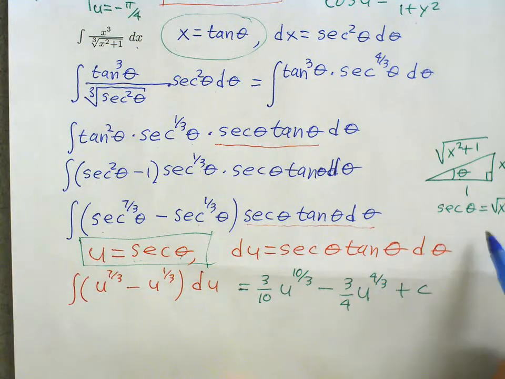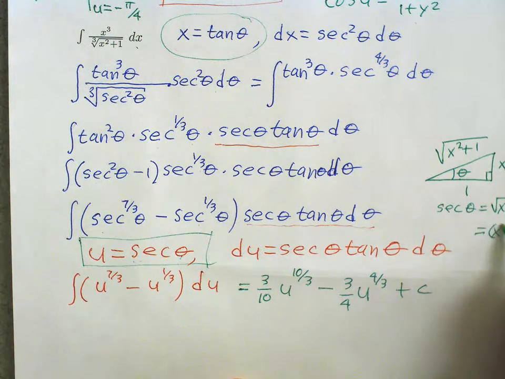Okay, so I'm going to think of the square root of x squared plus 1 as the quantity x squared plus 1 to the 1/2.